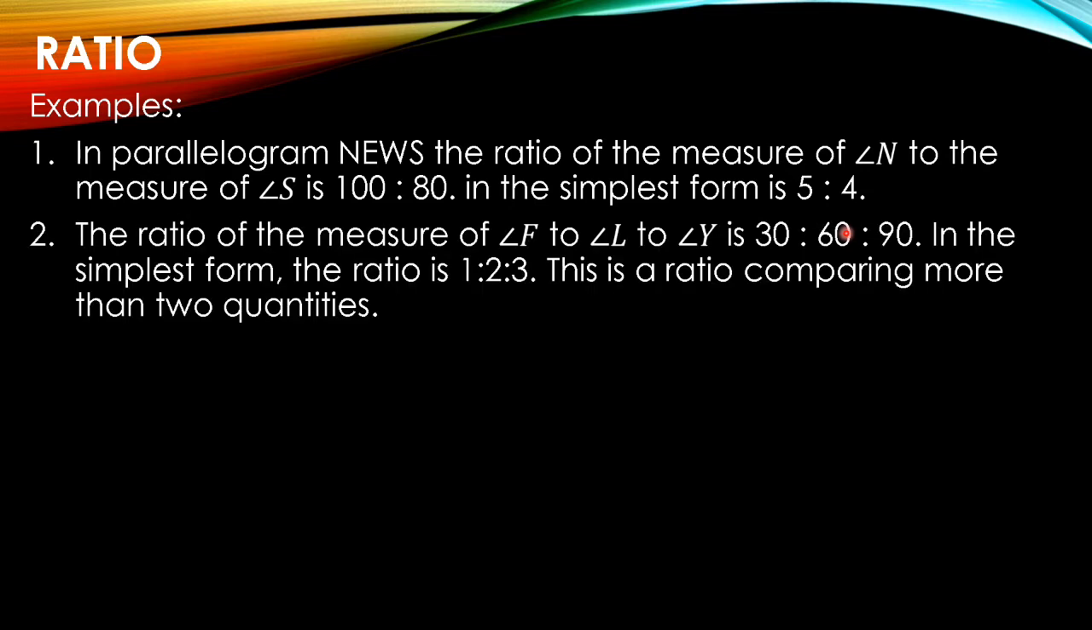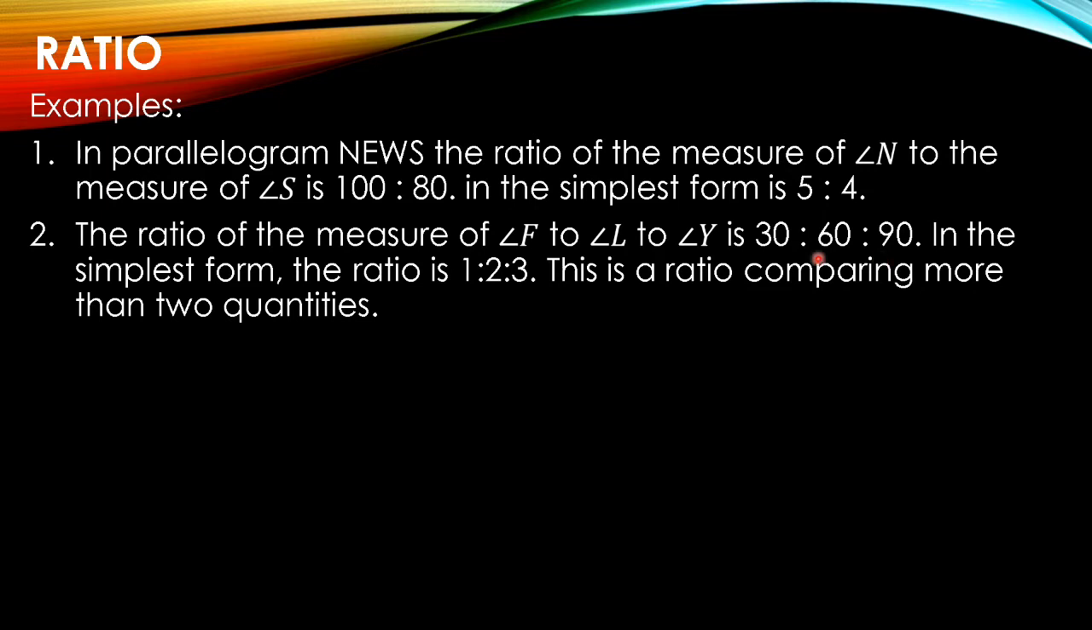Next, the ratio of the measure of angle F to angle L to angle Y. So, hindi laging dalawa lang yung involved sa ratio. Pwedeng 3, 4. So, katulad nitong example number 2, 30 is to 60 is to 90. Pero ganun pa din, kailangan pa din i-simplify kapag pwede. Okay? Pero merong mga ratio na hindi na pwedeng i-simplify. Pero pag katulad nito, may common factor sila, 30.